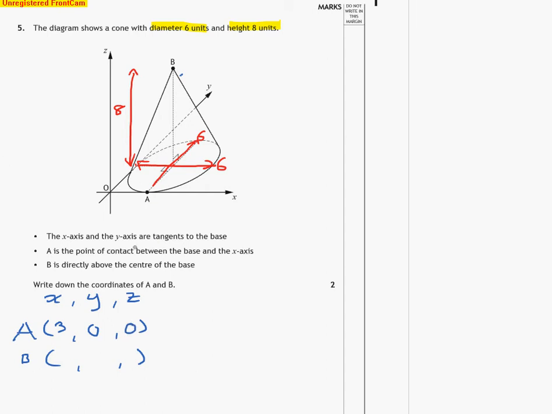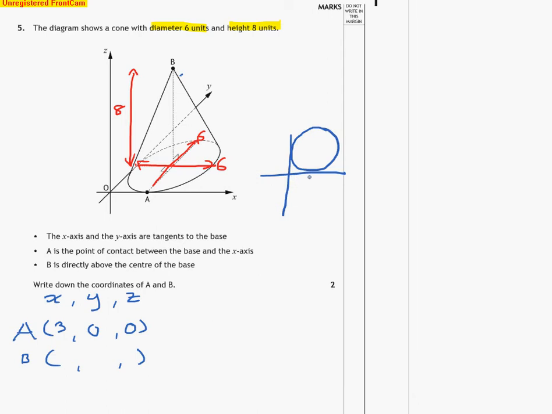For B, so we know B is directly above the centre. So what is the centre point of this circle? Well, we're going along 3 and up 3, aren't we? Because the base of the circle is 6. Now, if we draw it in plan, it might make more sense. Okay, so if that's our axes, the circle's doing something like this, isn't it?